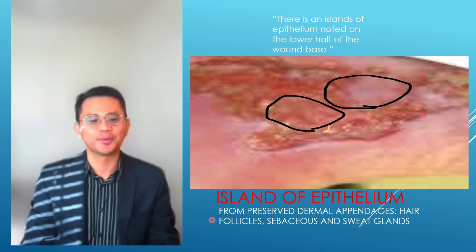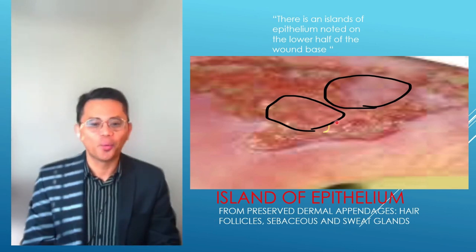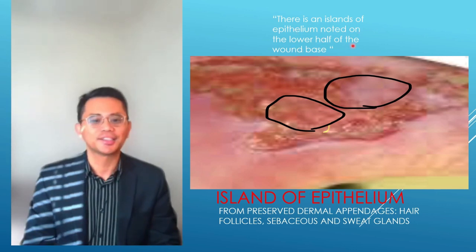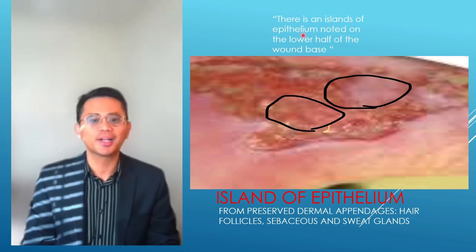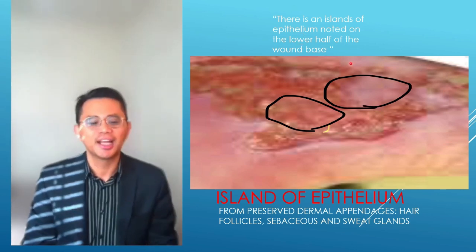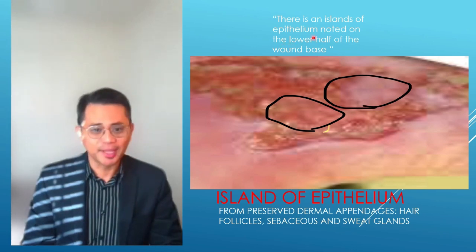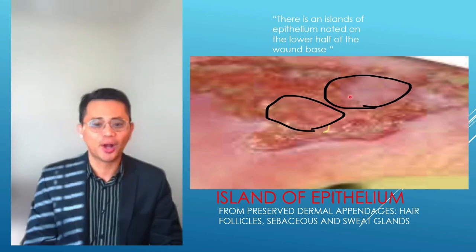Therefore, when you see these guys, what should you document in your notes? You should write there is an island of epithelium noted at the center of the wound bed, or at the middle part, or the lateral part, or the medial part, wherever. It is important that you document this so that the next clinician will be aware, so that during dressing changes, make sure that these are not harmed.